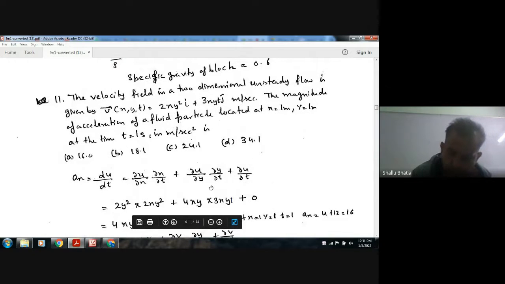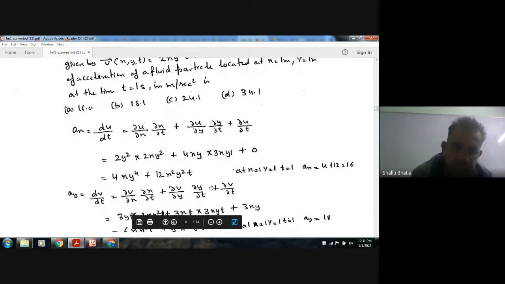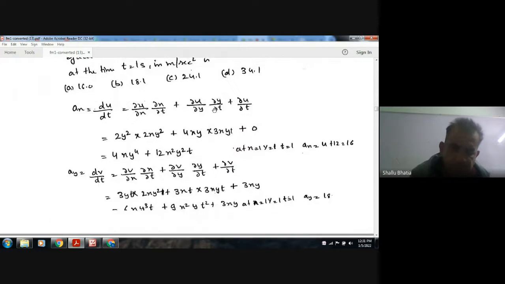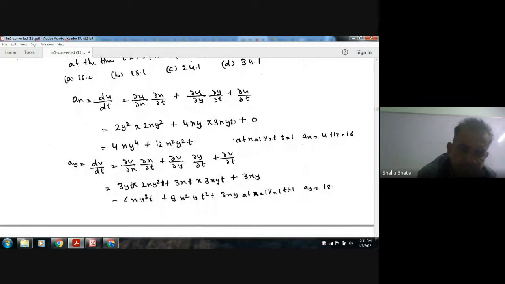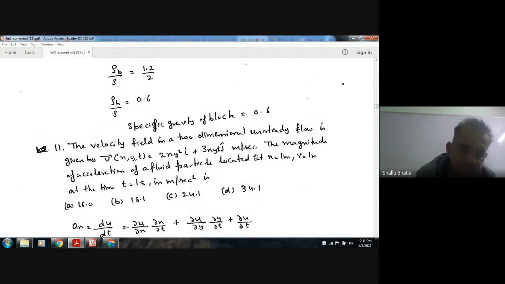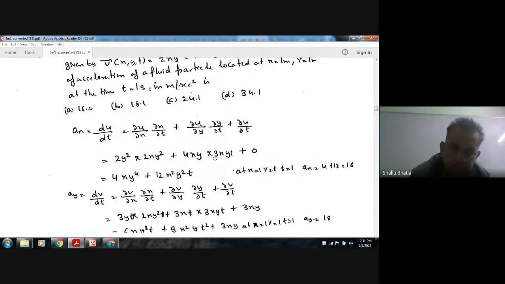∂y/∂t is your v, which is this one, 3x by t, and ∂v/∂t is 3x by ∂v by 3x by, okay.